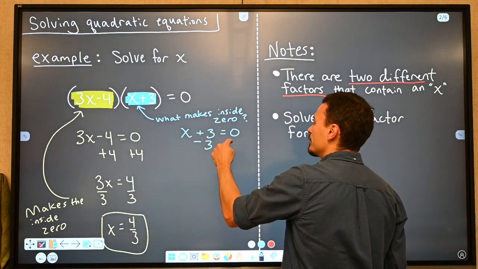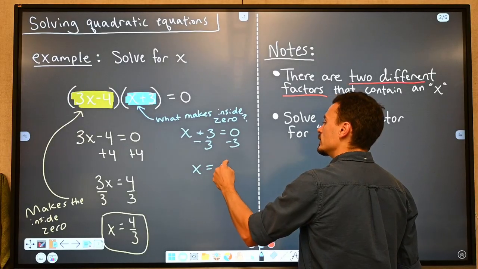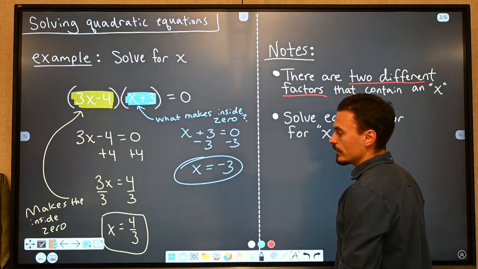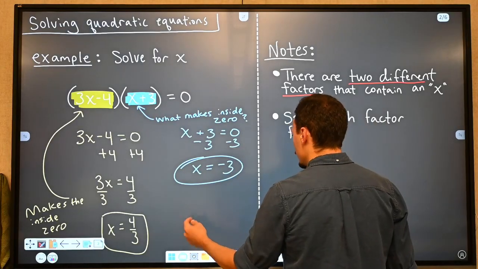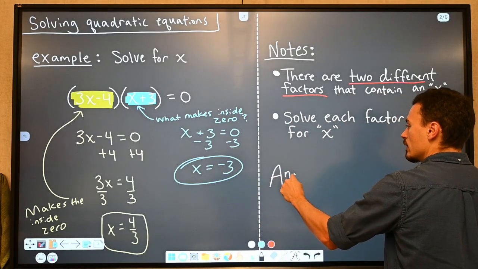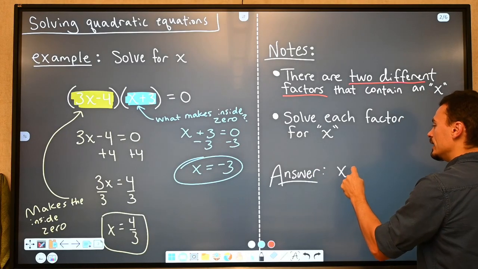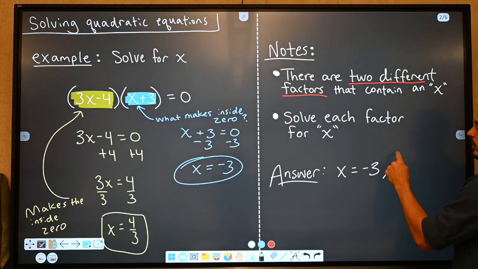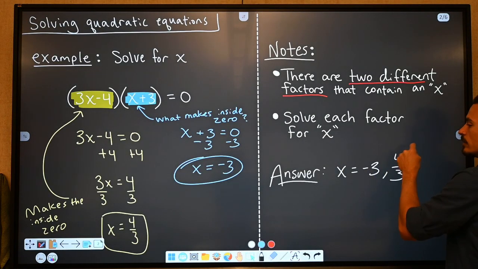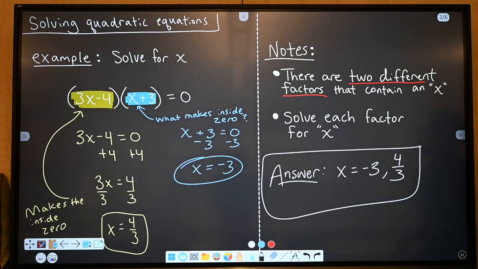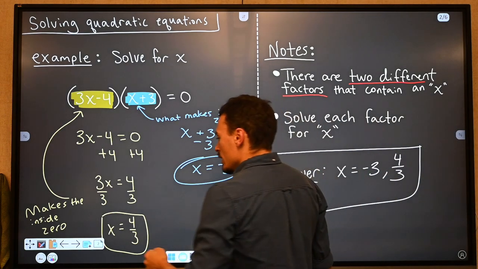So we go minus 3. You get x equals negative 3. So to write our answer, we say x equals negative 3 or 4 over 3. So there are two answers for x. Okay? Awesome.